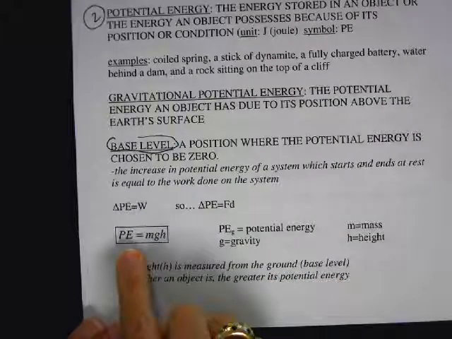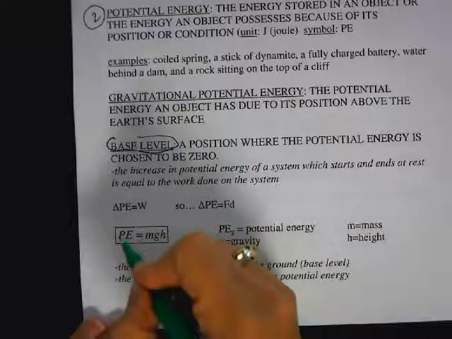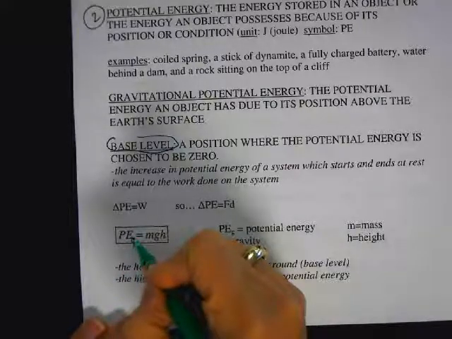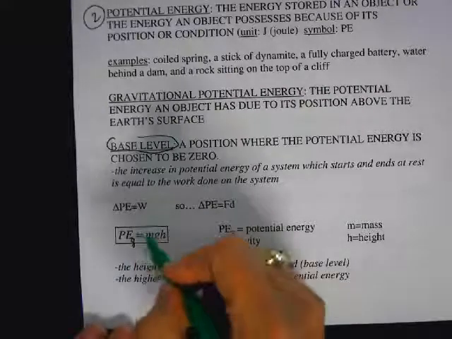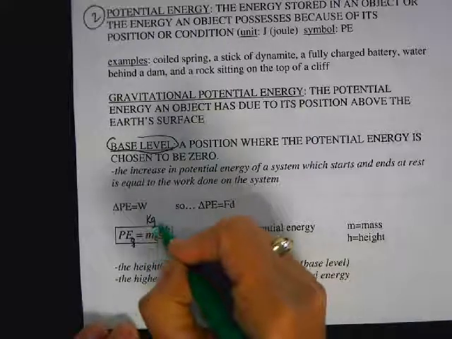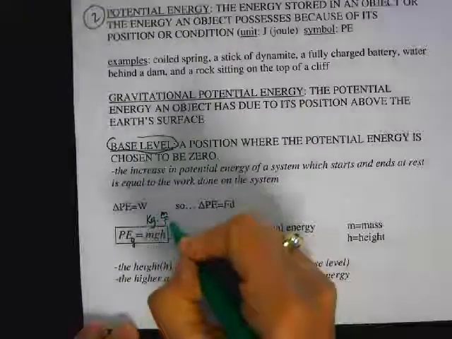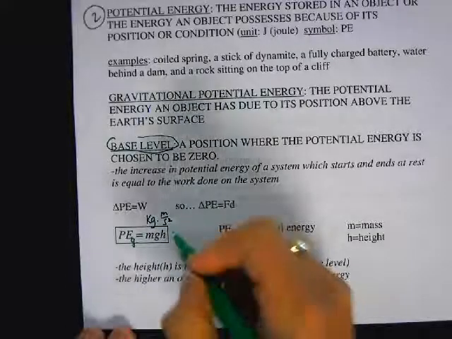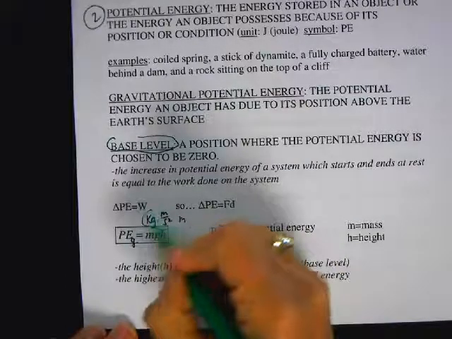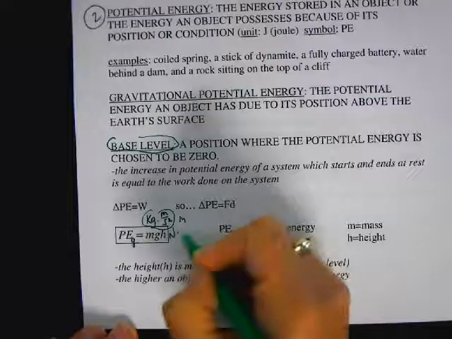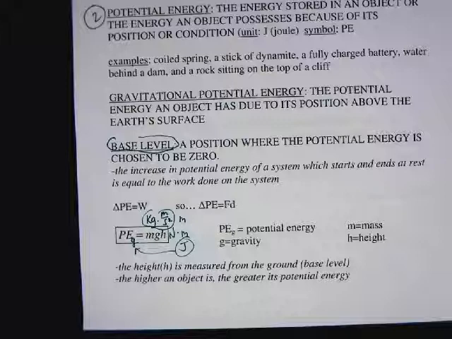The equation for gravitational potential energy, and we can call this PEg for gravitational, is mgh. It's mass times gravity times height. And again, the units for energy is always the same. So if we look at this, mass is measured in kilograms, gravity is meters per second squared, and then the height is meters. So a kilogram meter per second squared, that's a newton. And a newton times a meter is a joule. So we're always going to measure energy in joules.